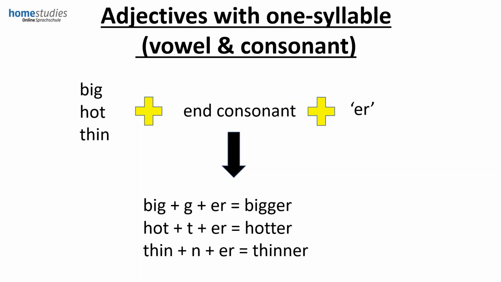So let's have a look at the adjective big. So we've got B, which is a consonant, I is a vowel, and G is a consonant. So we will double the end consonant. So we add another G and we add ER. So if we use hot as an example, I could say Australia is hotter than the UK. And don't forget the than.